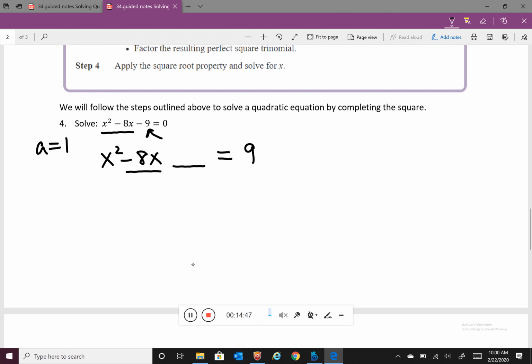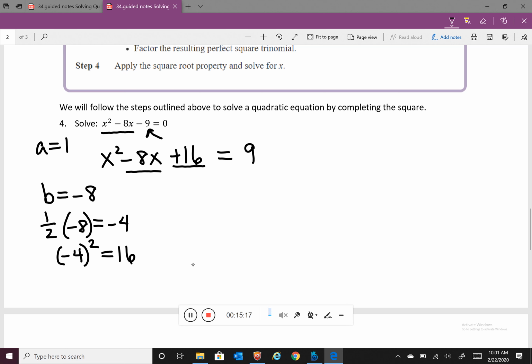So I need to recognize that my linear coefficient is -8. And so we're going to take half of that, and half of -8 is -4. And then following the steps, we're going to take that value and we're going to complete the square by squaring that value. And a negative squared is a positive. So negative 4 squared is positive 16. And we're going to add that because it is positive. And to keep our equation balanced, we need to add it to both sides.